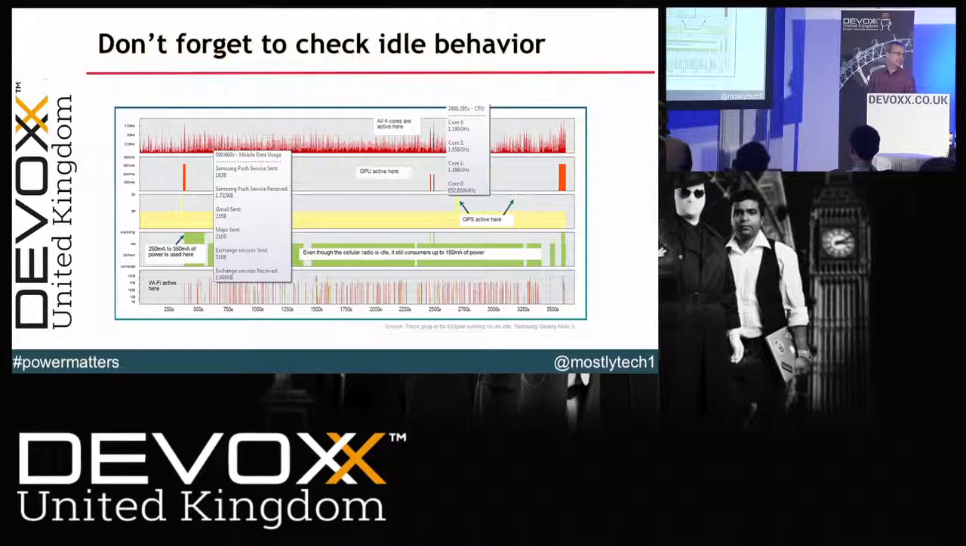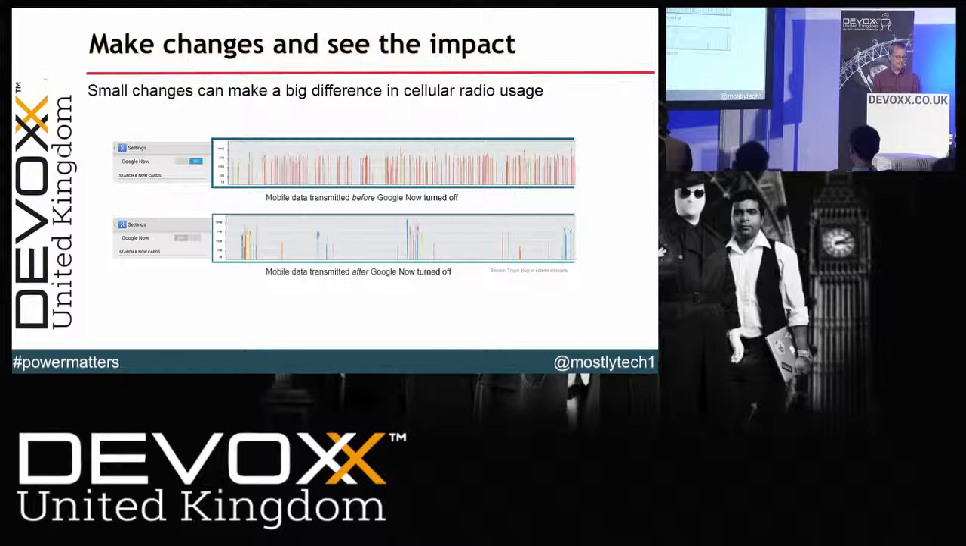GPS, three times, probably analytics. The radio was going almost continuously, and there was a lot of data for an idle device. So there are a lot of apps that have problems. I was really curious to know, what is all that data?